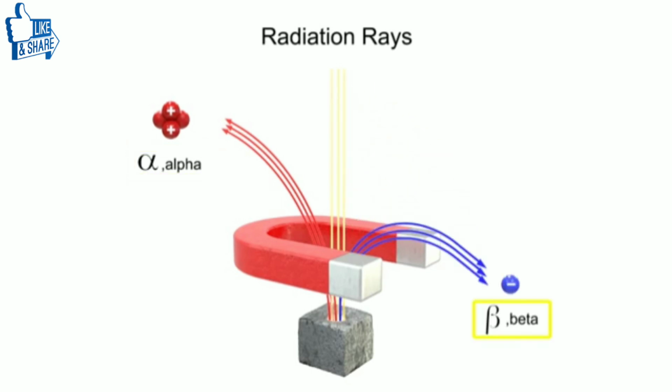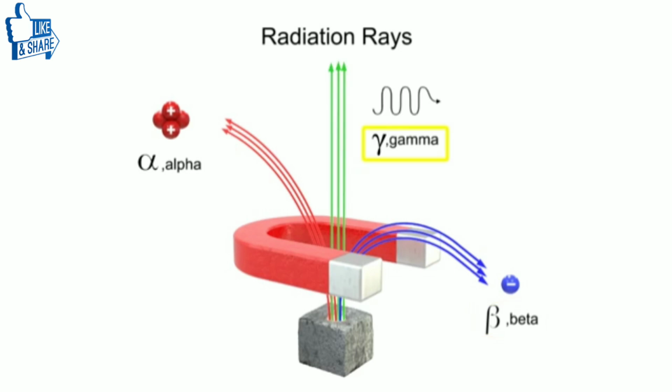Beta rays are a stream of negatively charged electrons. After passing through the magnet, they bend in the opposite direction of the alpha ray. Because electrons of the beta ray have less mass than the protons and neutrons in the alpha ray, the beta ray undergoes a more pronounced bend.